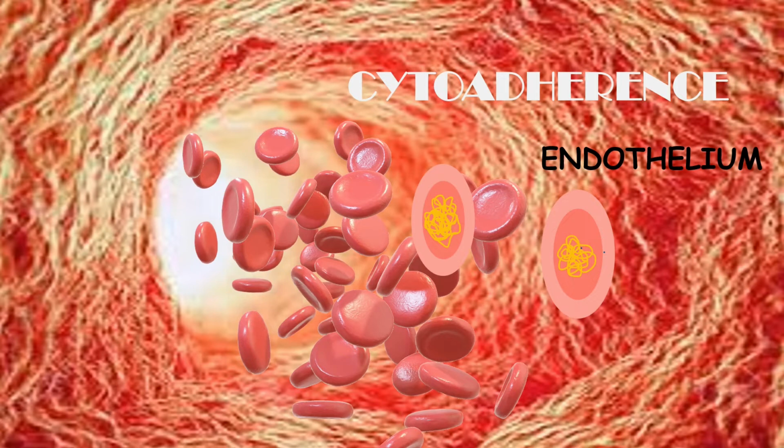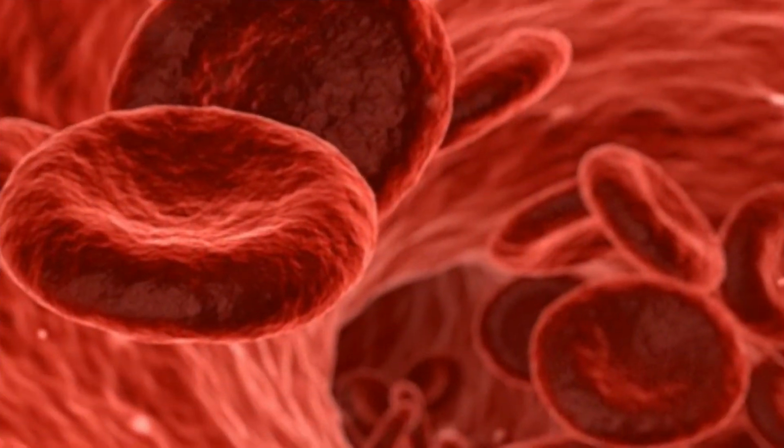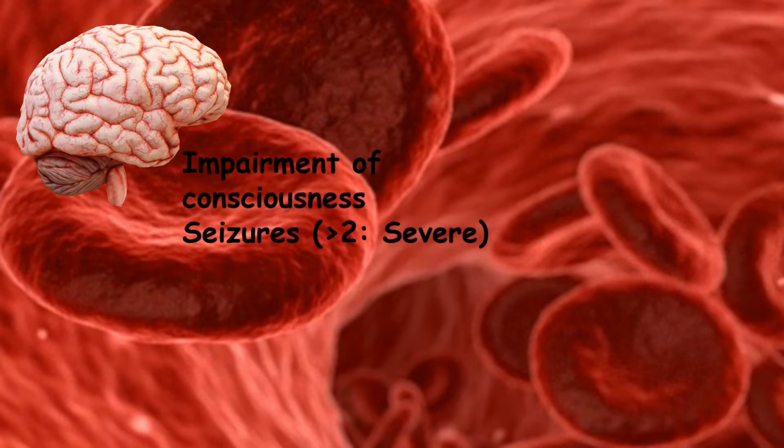Several proteins are implicated for causing this stickiness, but the most important protein involved is Plasmodium falciparum erythrocyte membrane protein 1. Now let us see what other complications can develop in case of severe malaria. The most important cause of death in severe malaria is usually due to involvement of the brain, which is called cerebral malaria, and the patient presents with impairment of consciousness and seizures.